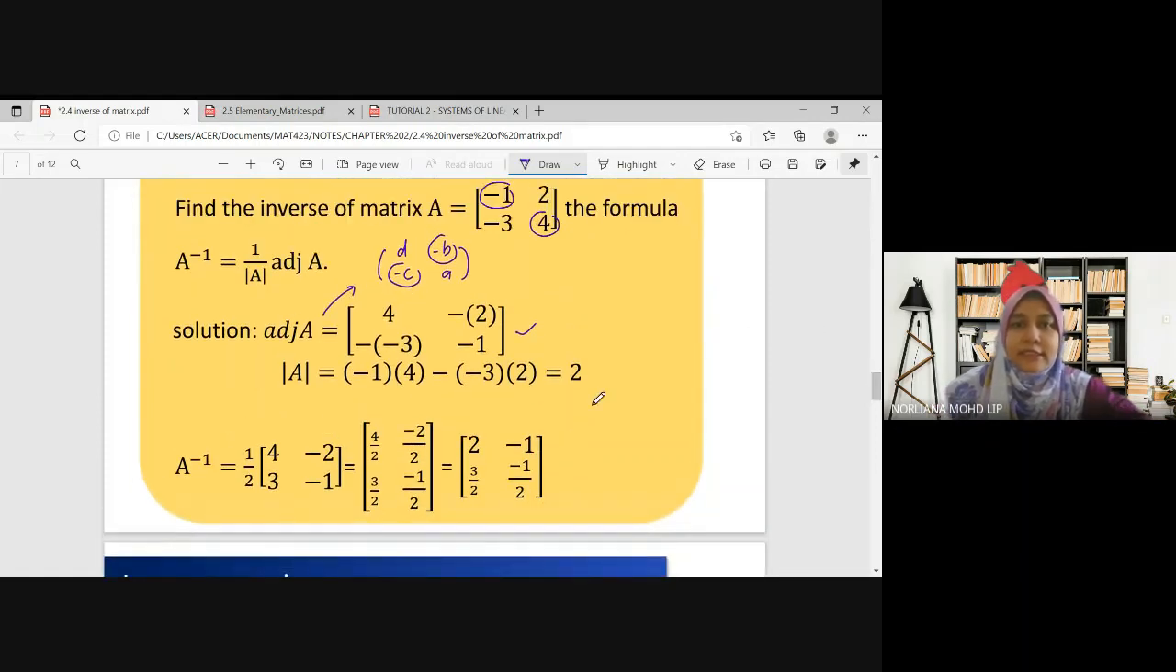Okay, and then find the determinant of A. Determinant of A is AD minus BC. So AD, A is original A lah, negative 1 times 4 minus BC, negative 3 times 2. So we get 2. So 1 over 2 times the adjoint of A, which is 4, negative 2, 3, and negative 1. We get the inverse of A lah: 2, negative 1, 3 over 2, negative 1 over 2.